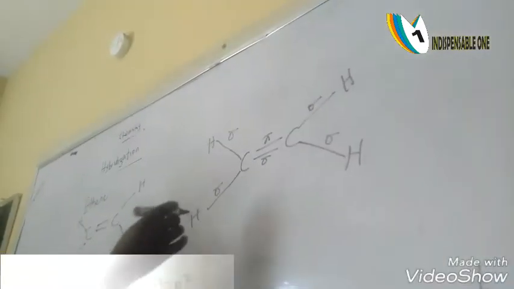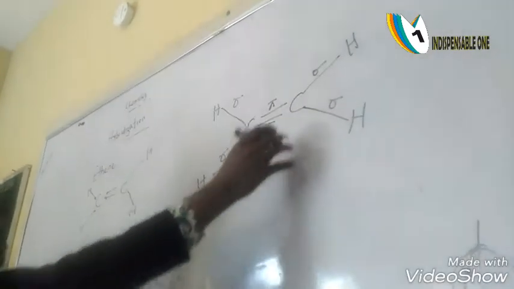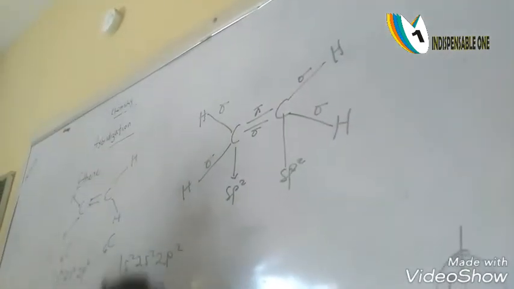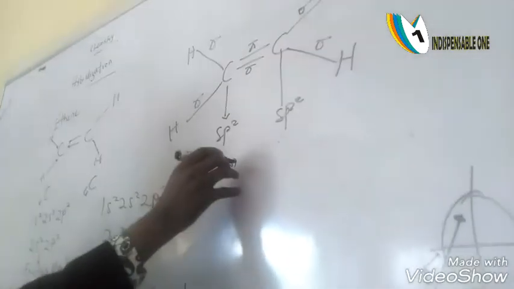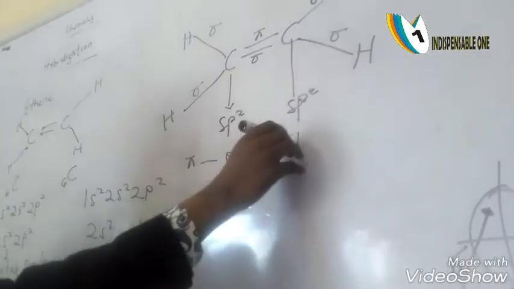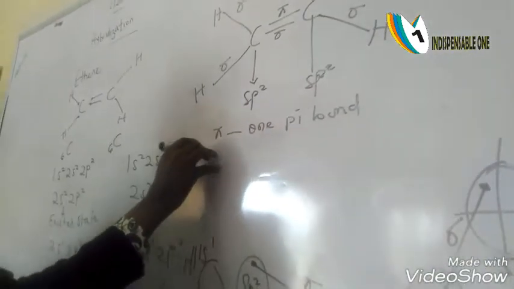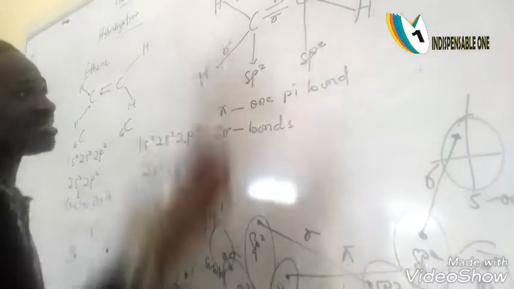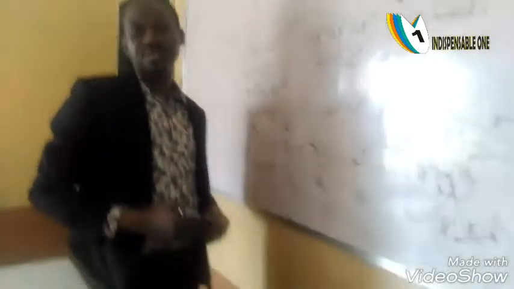Therefore, in this particular case, we call the kind of hybrid that is formed sp2. Here too, we call it sp2. Then for the pi bond, we only have one pi bond. For the sigma bonds, you have 1, 2, 3, 4, 5. So you have five sigma bonds that exist in that particular compound. Thank you.